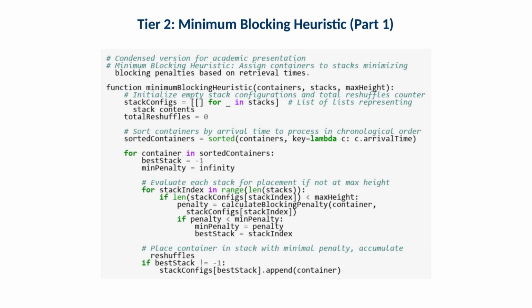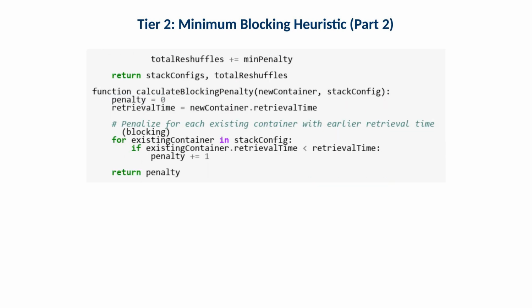This slide continues the heuristic description. Focus on how the heuristic evaluates a placement option and how it translates a placement into expected future blocking. Operationally, this is where the heuristic encodes yard intuition. Avoid placing late retrievals above early retrievals, because that creates predictable future reshuffles. This slide continues the heuristic description with the next part of the process.